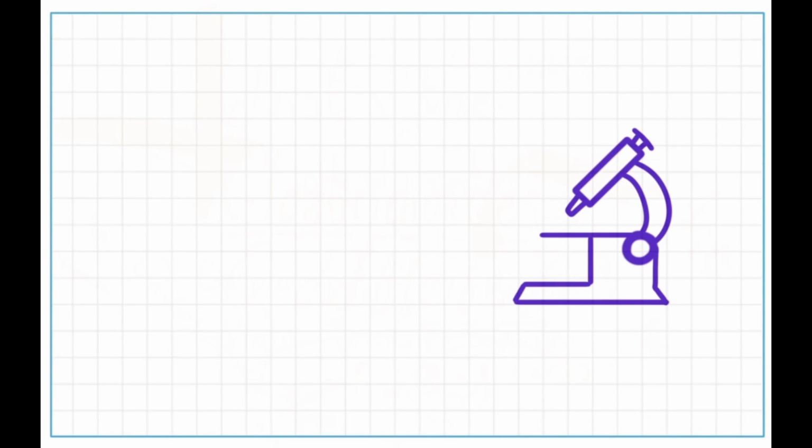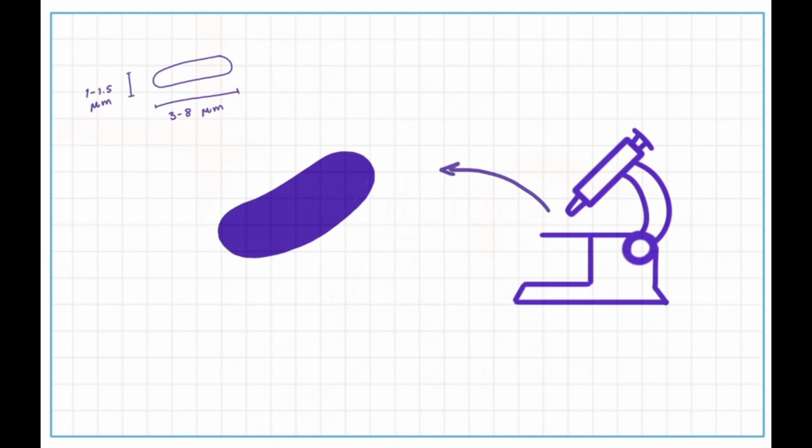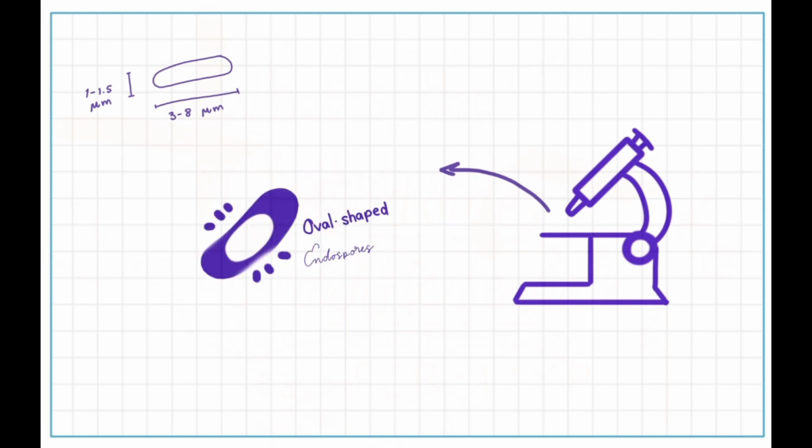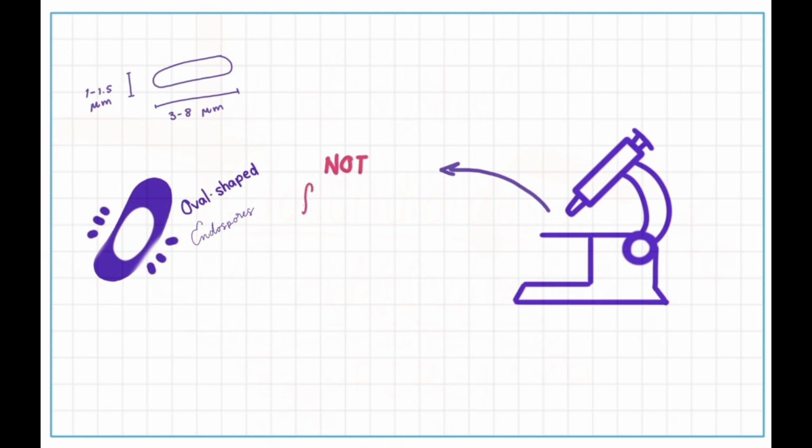At the microscopic level, Clostridioides difficile is a rod-shaped bacterium, slightly curved or straight. It is around 1 to 1.5 micrometers in width and 3 to 8 micrometers in length. It belongs to the gram-positive bacteria. One distinctive characteristic at the microscopic level is its oval-shaped endospores that are near the center of the cell. Clostridioides difficile does not possess flagella or other movement structures.